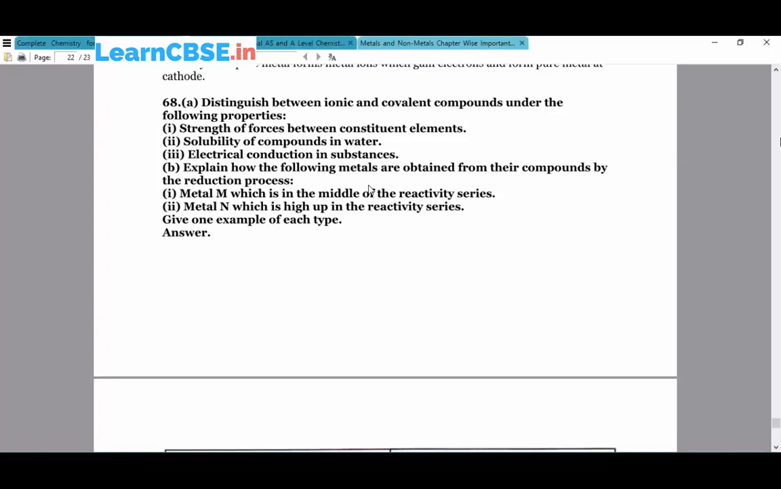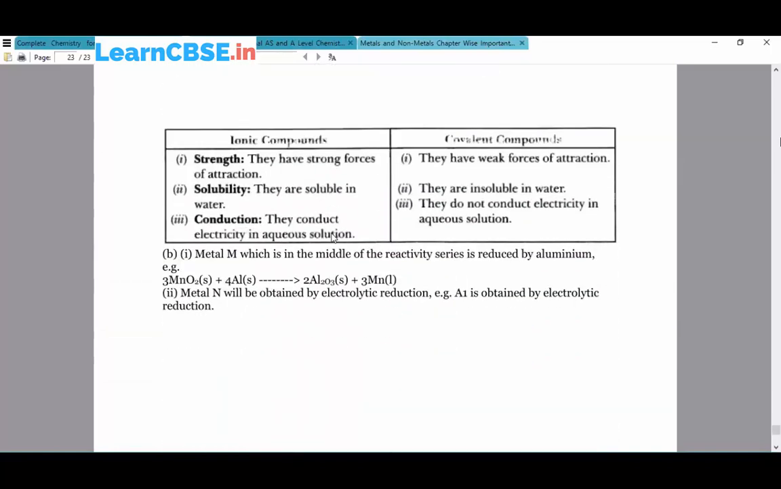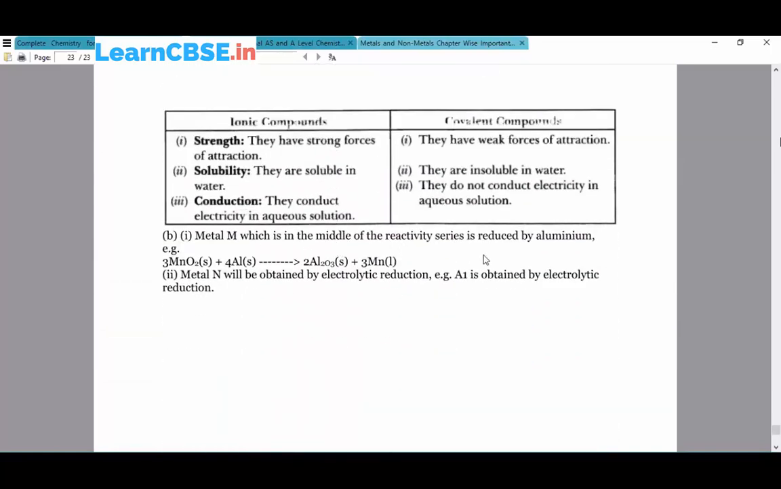Explain how the following metals are obtained from their compounds by the reduction process: the metal M, which is in the middle of the reactivity series, and metal N, which is high up in the reactivity series. The metal M, in the middle of the reactivity series, is reduced by aluminium. 3MnO2 plus 4Al gives 2Al2O3 plus 3Mn.